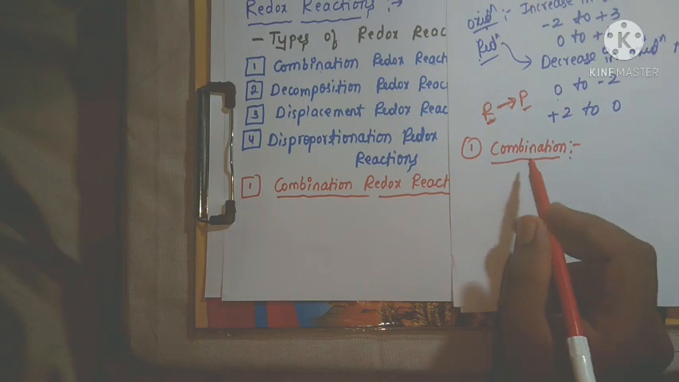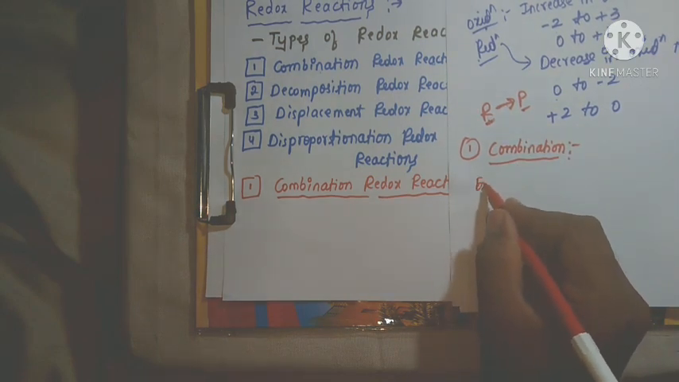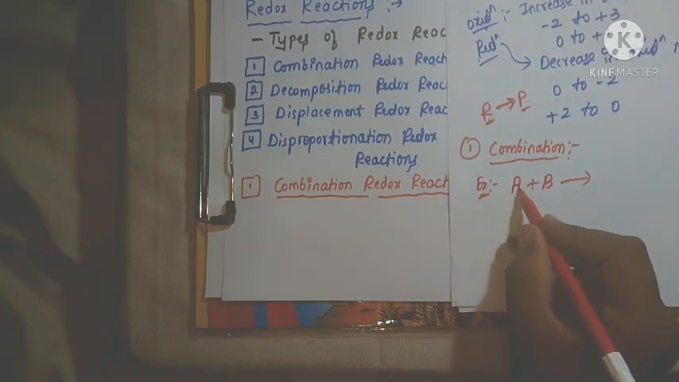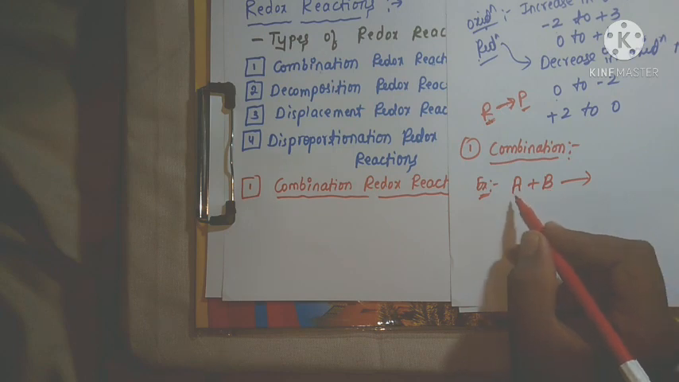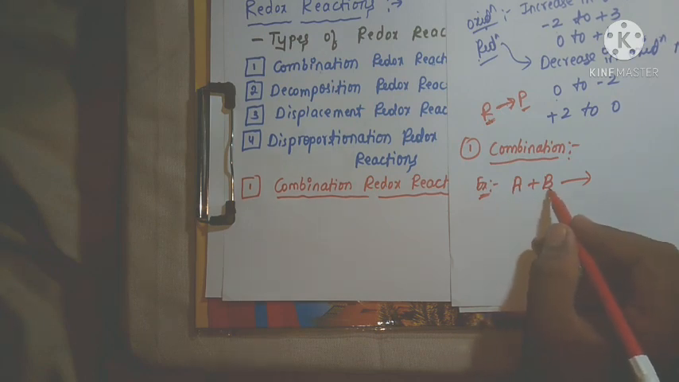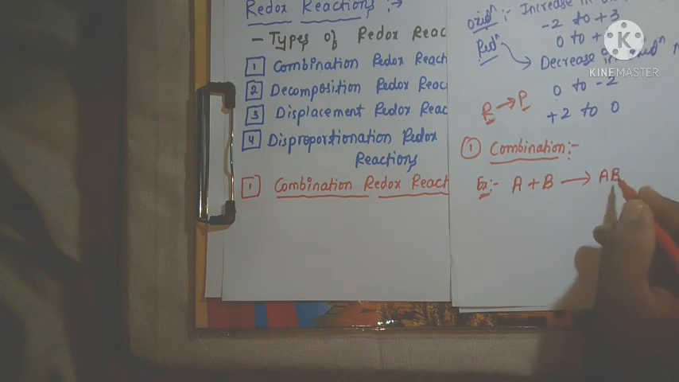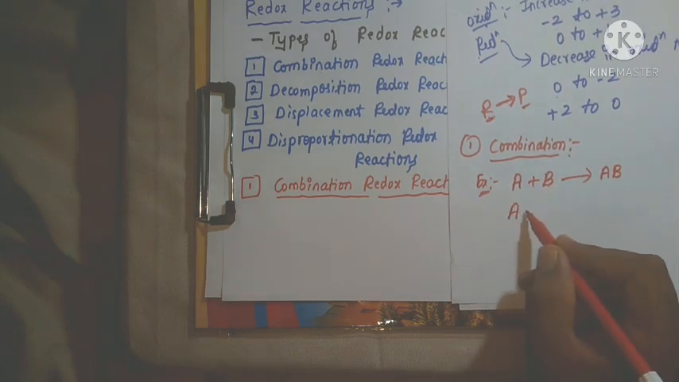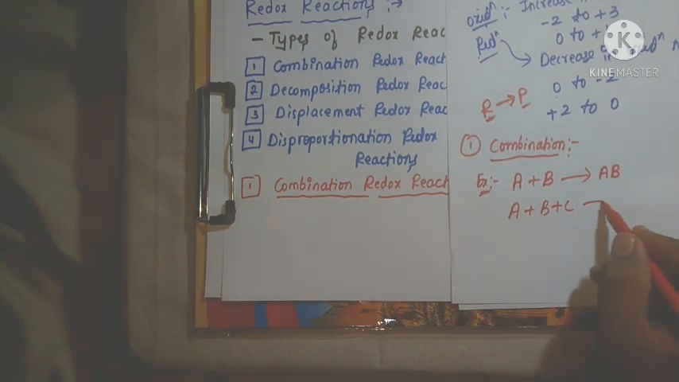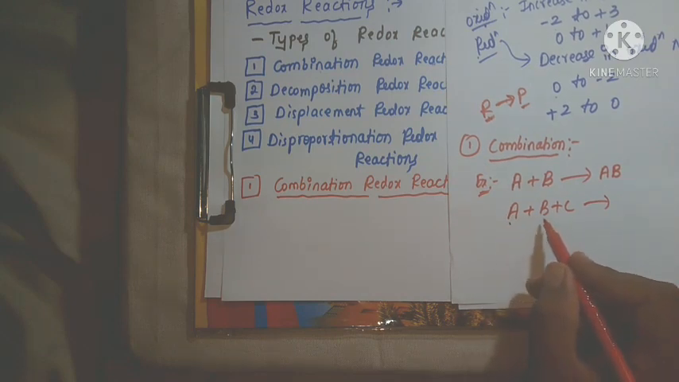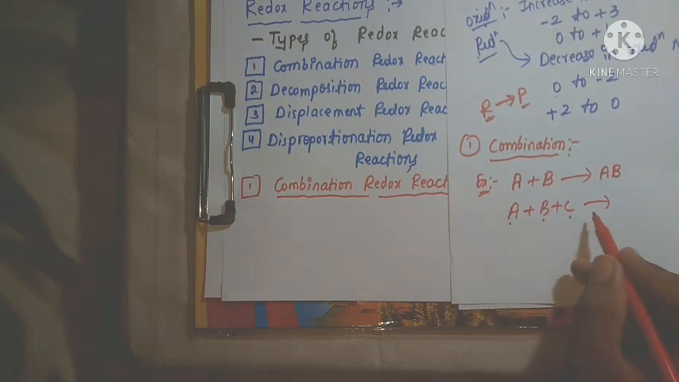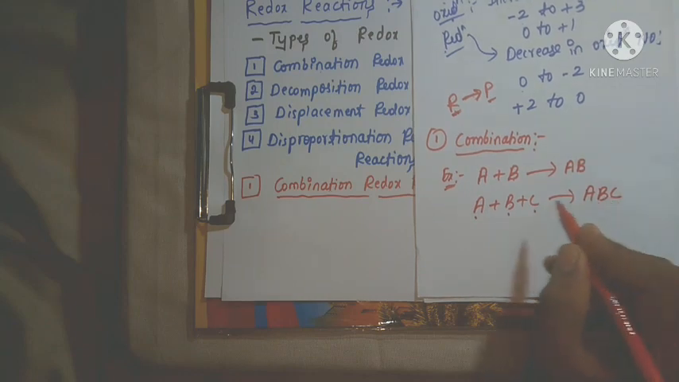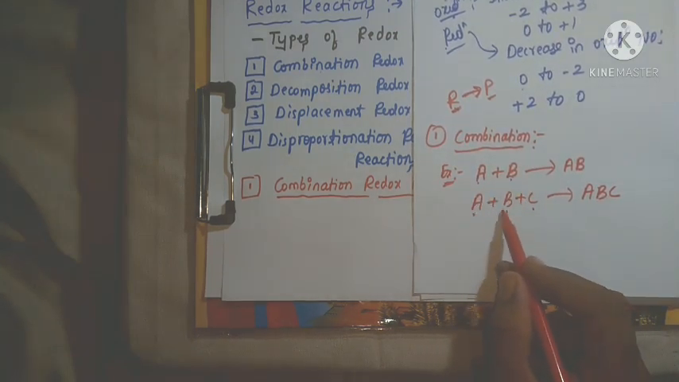For combination reaction, we will take the basic general example first. A plus B, these two are reactants. A is one reactant and B is another reactant. Both combine and there is formation of product AB. This is an example for which reaction? Combination reaction. Next, another example, A plus B plus C. Here how many reactants are there? Three reactants. A, B, and C. If all three combine, there is formation of product ABC.